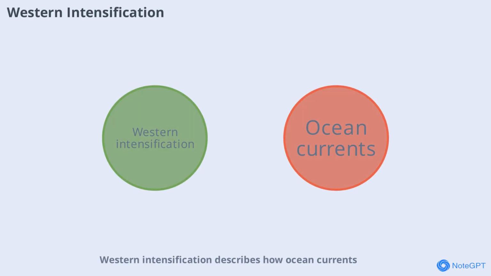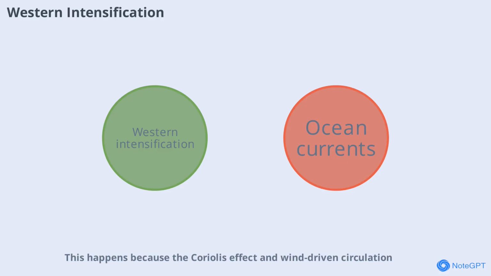Eastern intensification describes how ocean currents on the western sides of ocean basins, like the Gulf Stream and Kuroshio current, are stronger, narrower, and faster than those on the eastern sides. This happens because the Coriolis effect and wind-driven circulation pile water up on the western side of basins, creating powerful poleward currents. These currents transport warm tropical water toward higher latitudes, moderating climate and influencing weather patterns. In contrast, eastern boundary currents are slower, broader, and colder, supporting rich fisheries.